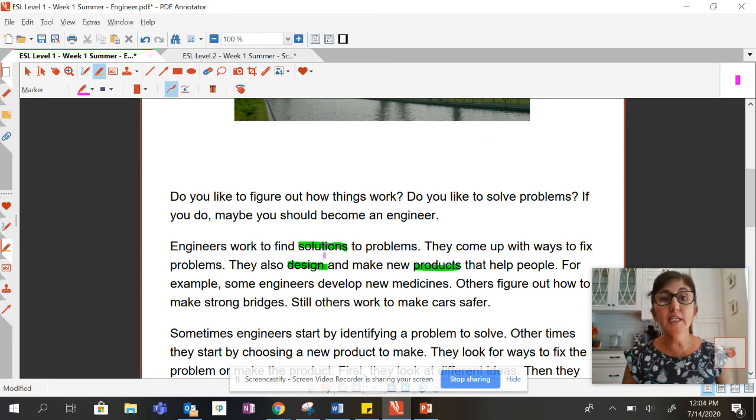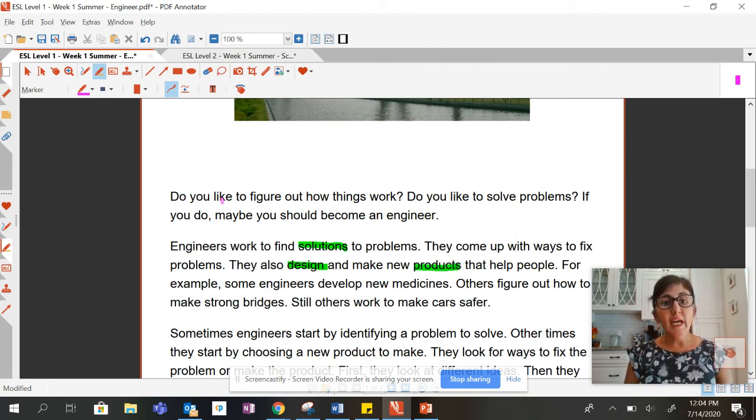Notice the green words here. Those are our vocabulary words, so we know what those mean. And let's go through and read together and practice. I'll read slowly and go ahead and read along with me.